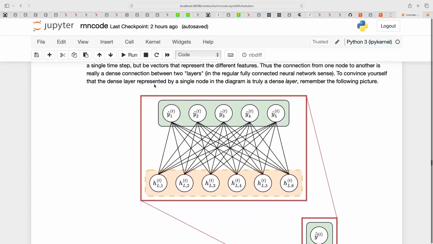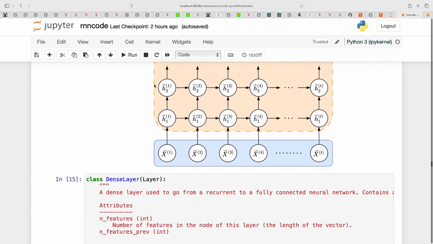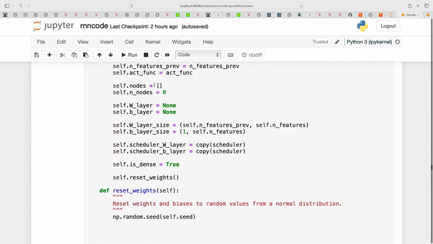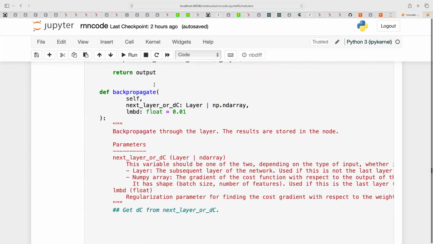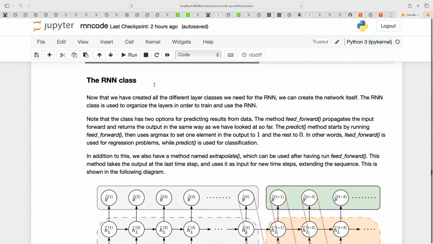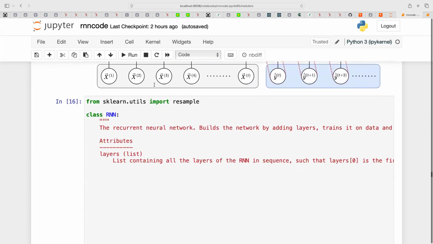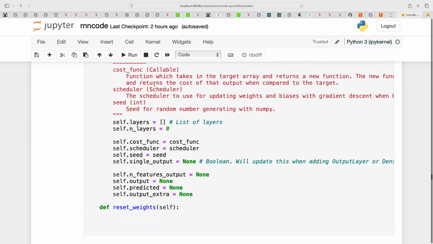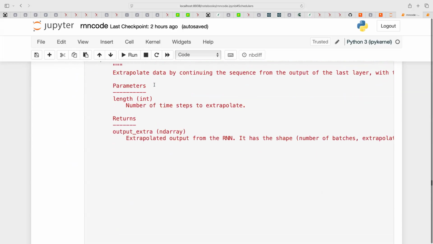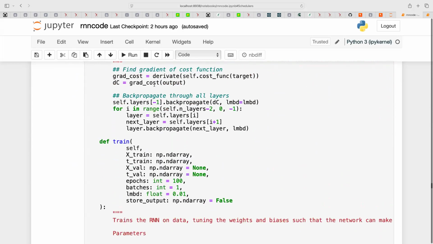So I'm going to skip some of these details here, because the dense layer is actually something which deals with whether we do many-to-many or many-to-one. So I'm not going to go through everything here, but I wanted to show you some implementations of this machinery.